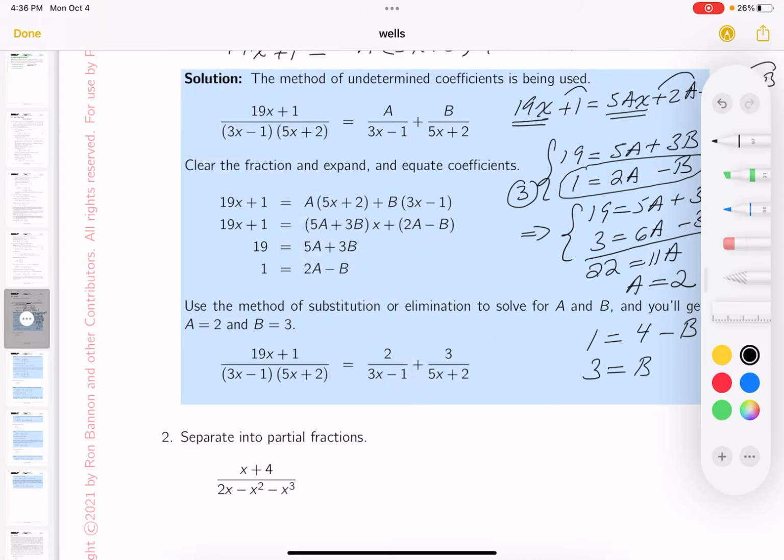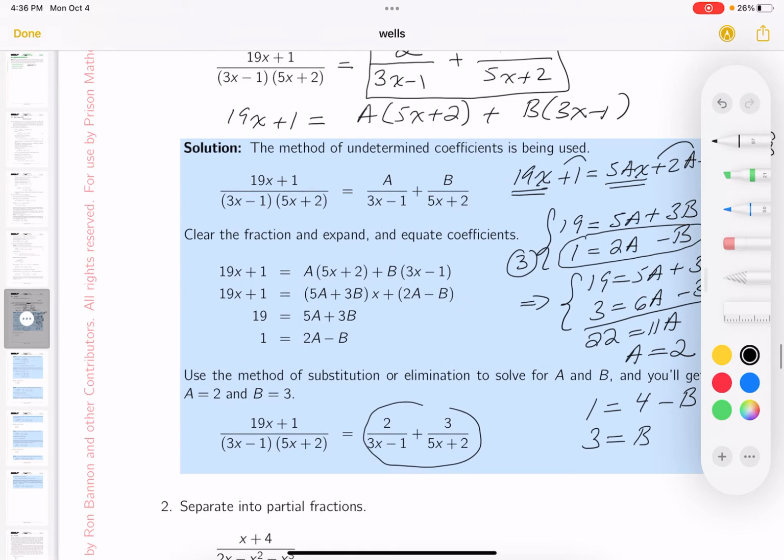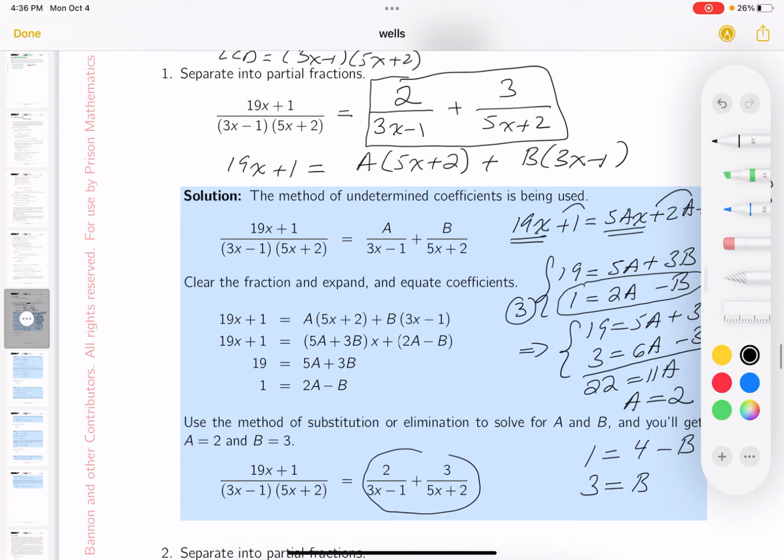Oh, boy. Sorry about that. I'm going to look at my answer key. That's it right there. Look at my answer. Did I get the right answer? Yes. 2 over 3x minus 1, 3 over 5x 2.